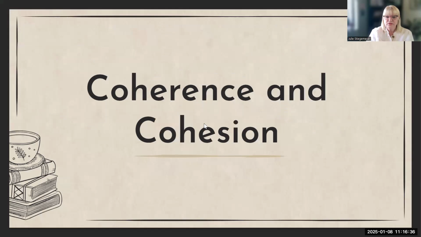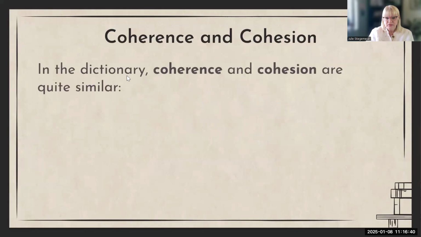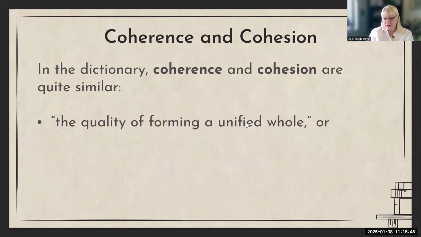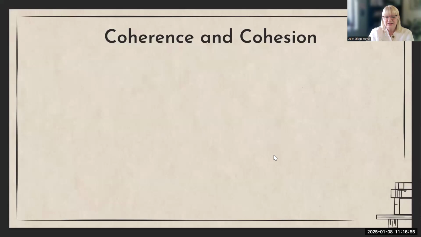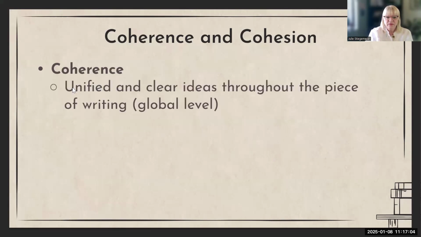Now let's turn to the concepts of coherence and cohesion. So in the dictionary, coherence and cohesion are similar. They're either the quality of forming a unified whole or the action or fact of forming a united whole. Sounds very similar, right? Well, usually in writing instruction, we define these a little more specifically. So coherence, they do mean the same thing.